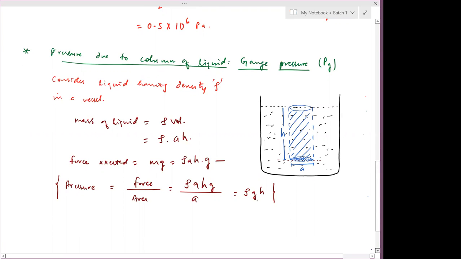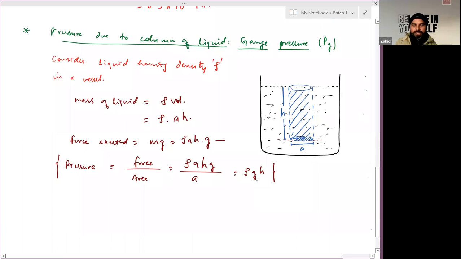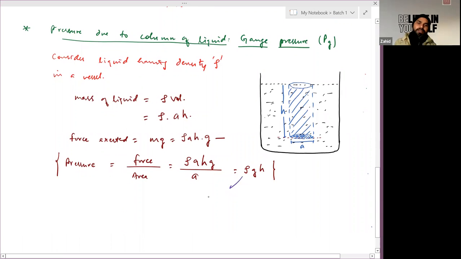Now, in this expression rho g h, rho is called the density of the liquid, g is the net acceleration, and h is the vertical column of liquid.